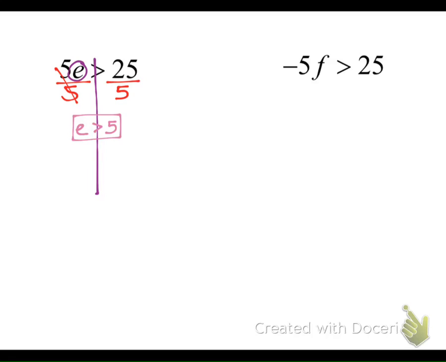Okay? This time, when we divided by a positive number, right? This time, what are we going to divide by? A negative number. When you divide by a negative number, you're going to have to flip that inequality sign around. Okay? So in this last problem, I have negative 5 times f is greater than 25.